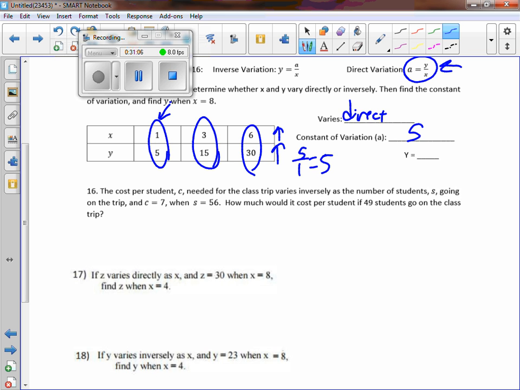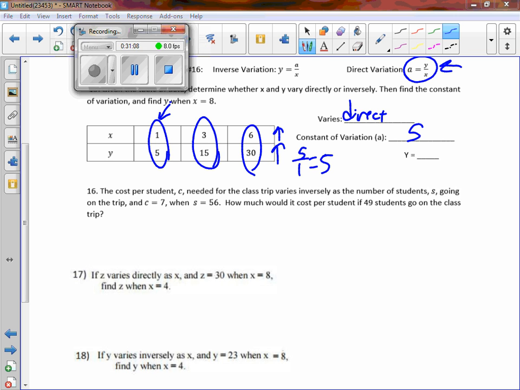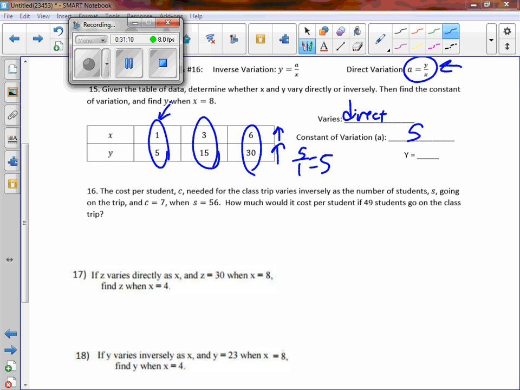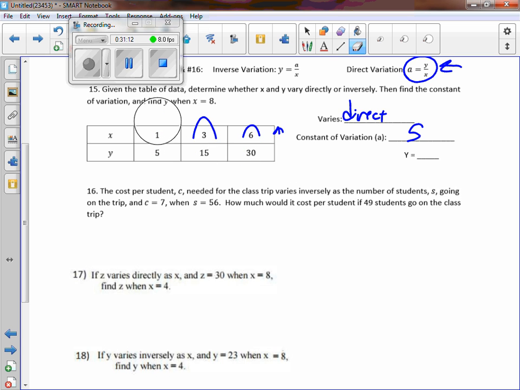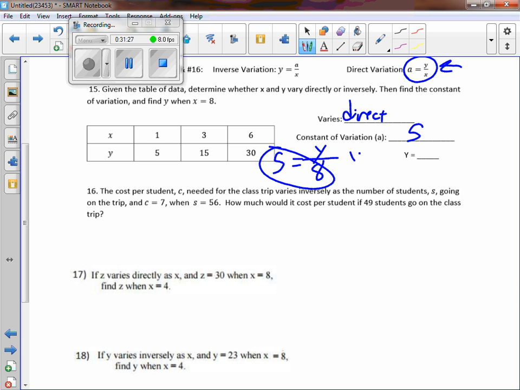And then the word problem, find the constant of variation. Find y when x is 8. So what I'm going to do is set up this same formula that I just used to find a, but now we don't know y. We do know a is 5, and x is now 8. So how do we solve for y? We multiply the 5 and 8. We get y equals 40.